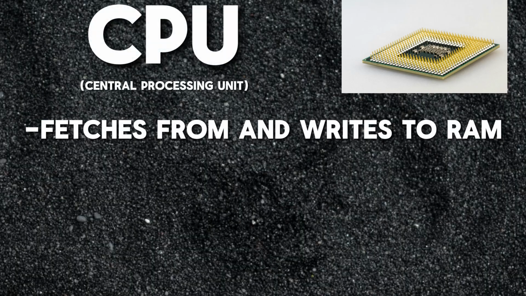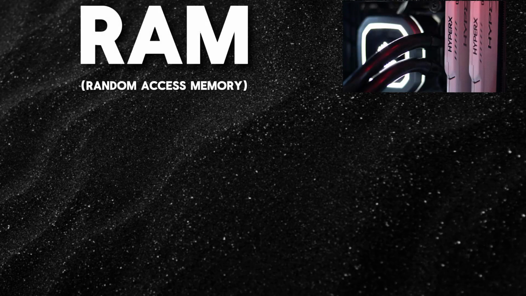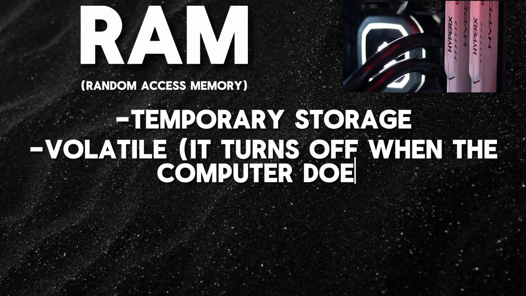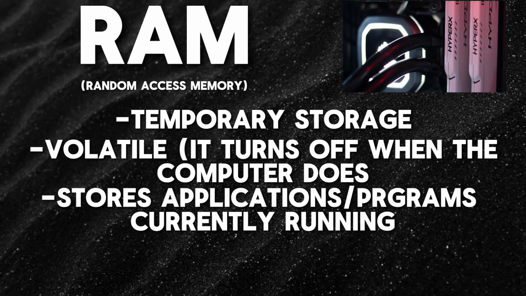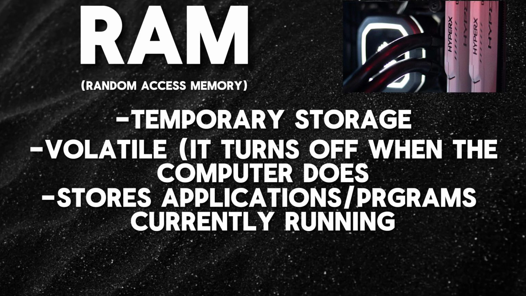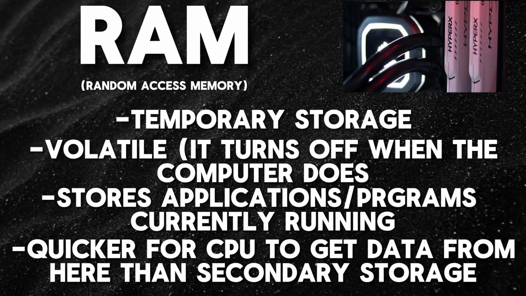The CPU fetches data from and writes data to RAM. RAM, random access memory, is temporary storage that's volatile, meaning it turns off when the computer turns off. Any current processes or applications running are stored in RAM because it's quicker for the CPU to fetch from and write to RAM than secondary storage.